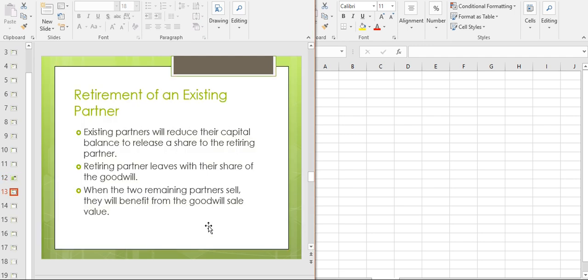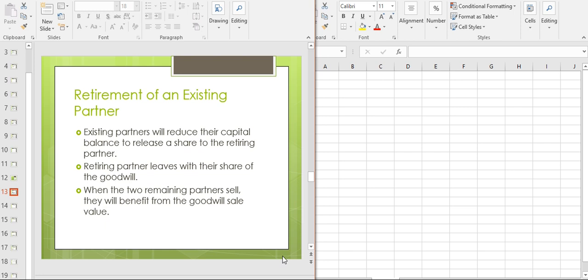Okay, so what happens is, let's just say there is a partnership of 3 people and one person decides to leave. The partners that end up remaining, what they will do is they will pay off the person who is leaving. So 3 partners, partner A, partner B, partner C. C decides to leave. A and B will pay C off. Okay, so C is basically leaving with his share of goodwill.